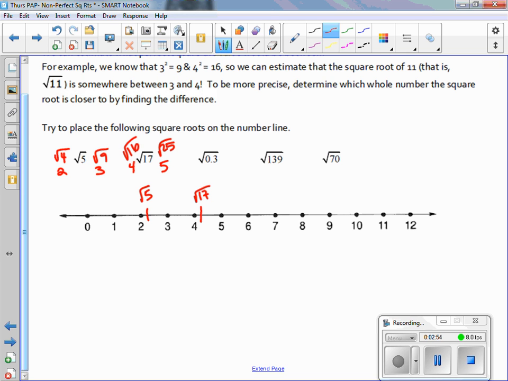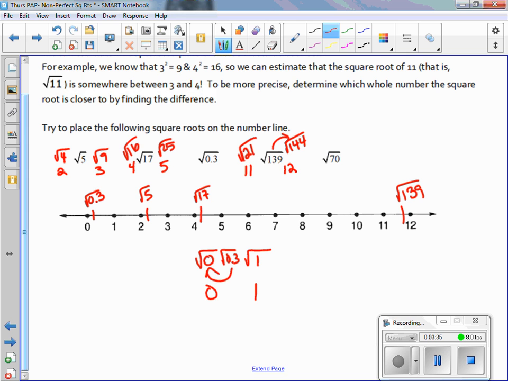The square root of 0.3 is actually between 0 and 1, but it's definitely closer to 0. The square root of 0 is 0, and the square root of 1 is 1. So I'm going to plot that really close to 0. The square root of 139 is pretty close to the square root of 144, which is 12. On the other side, it would be the square root of 121, which is 11. So it's going to be between 11 and 12, but 139 is actually closer to 144. So I'm going to plot it closer to 12.